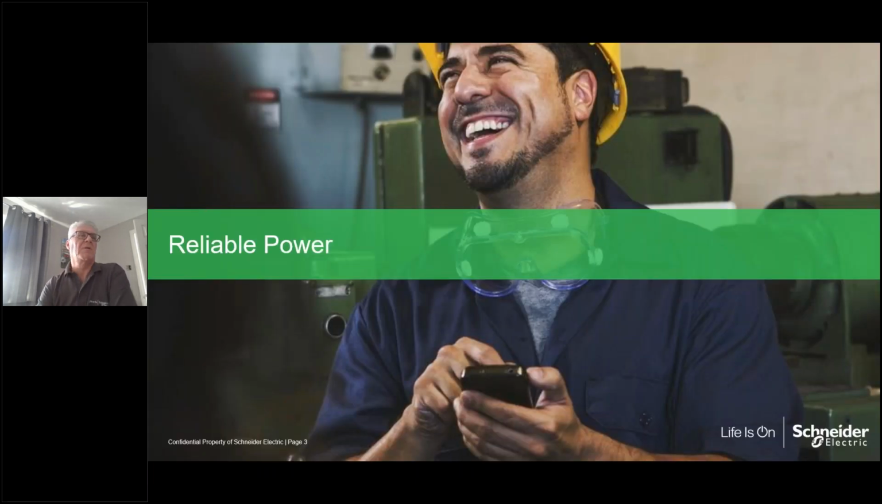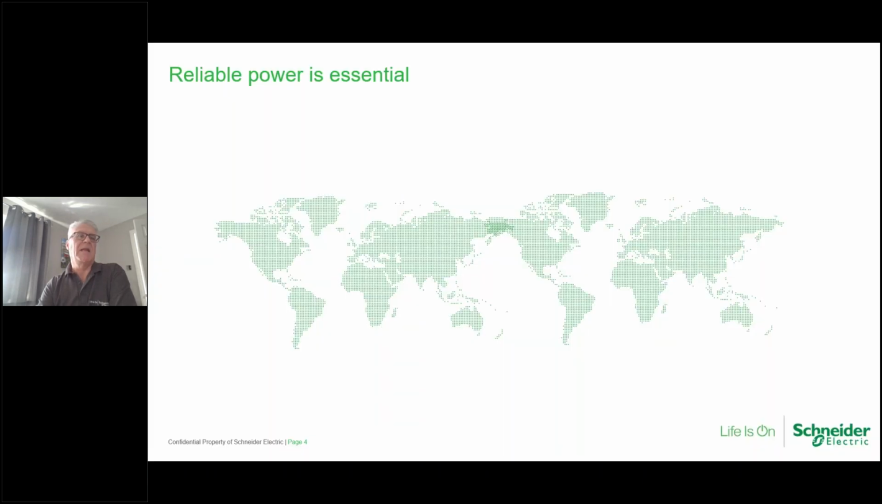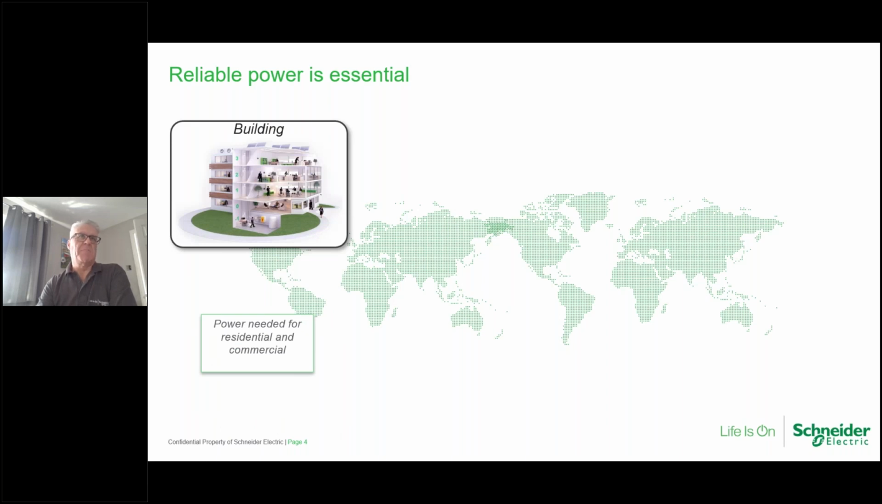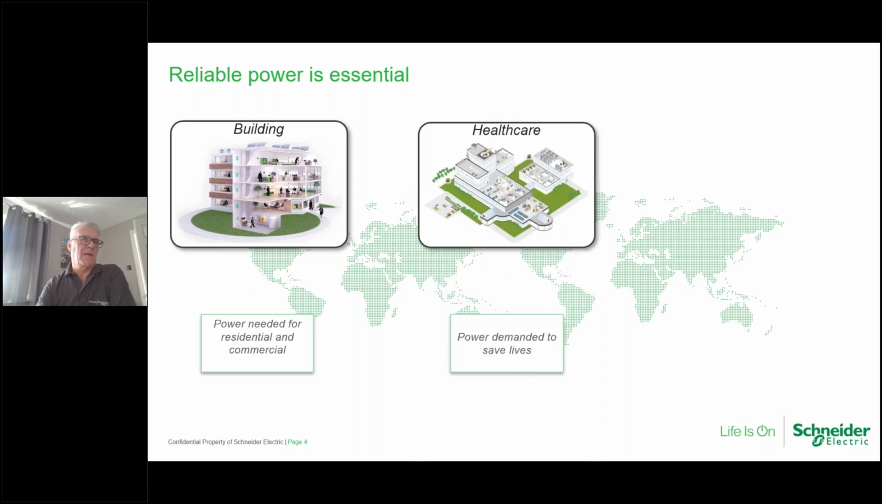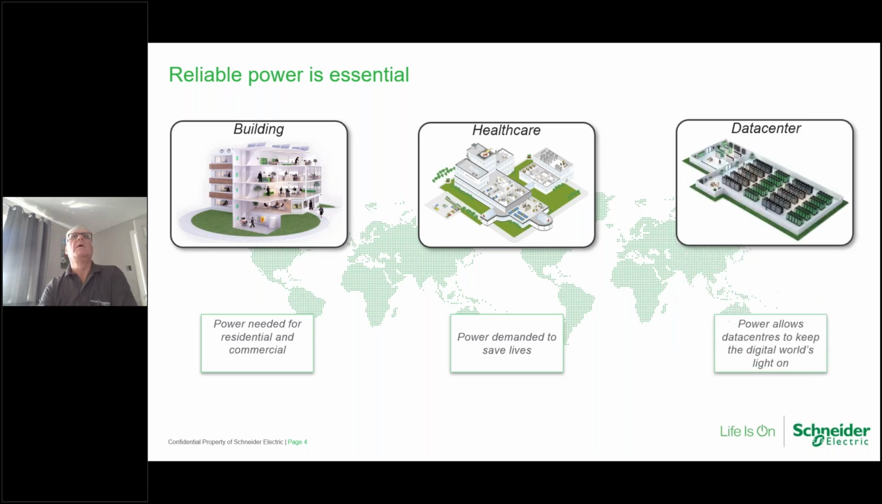So first of all, reliable power. Quite clearly, why do we need it? If we look at the environments that we're using power in, it's buildings where power is needed for residential and commercial elements, life safety type systems, so smoke extract fans, fire lifts, etc. Those are the sort of elements that we definitely need secure power for. We need it also in healthcare. Here there's particular emphasis, obviously, of demand to save lives and for health across the healthcare environment.